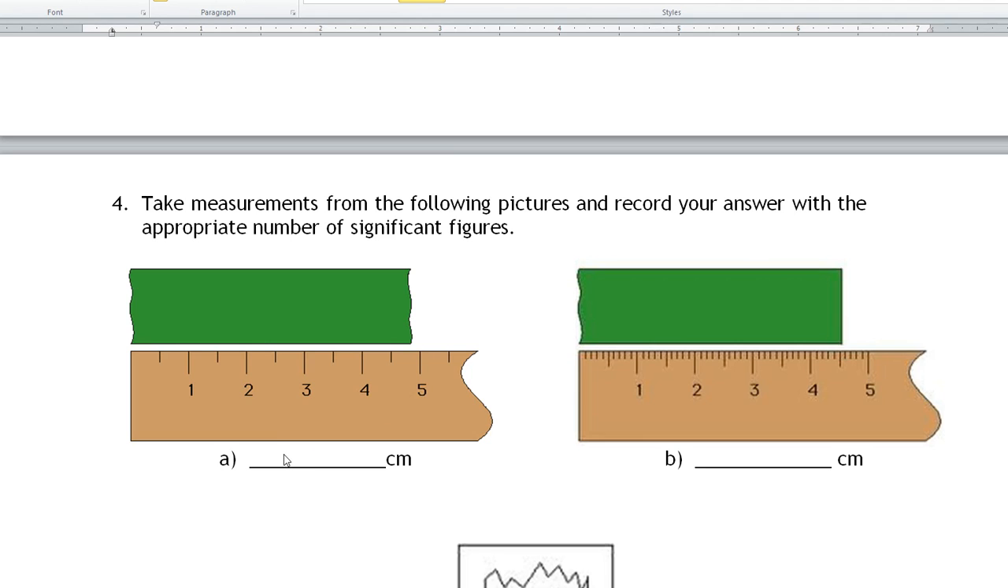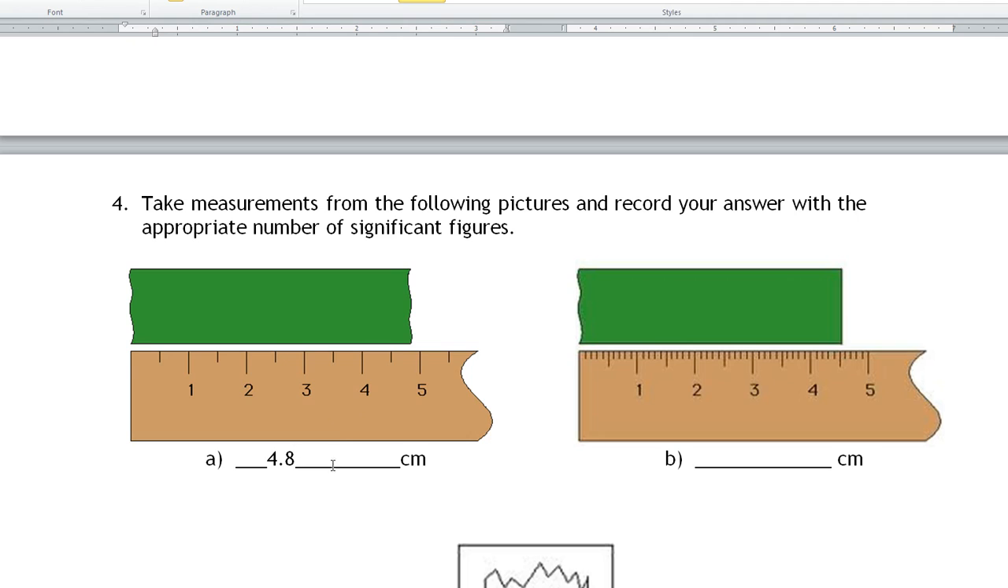So you would write a 4 right here. Now I can estimate one more digit. And so when I look at this, if I pull it down, a good estimate might be 4.8. Right.